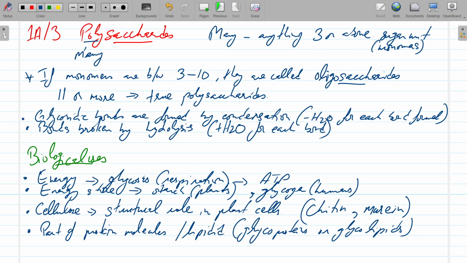I don't think I can squeeze that in, so I will mention it again in the next class tomorrow. But polysaccharides are not as reactive and they are not as soluble, so that's why they make up a good energy store. So I will go over that.